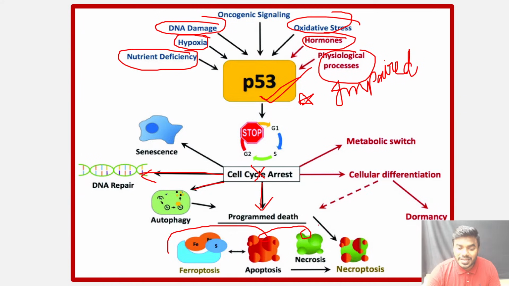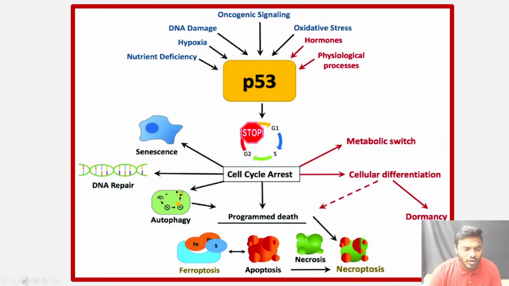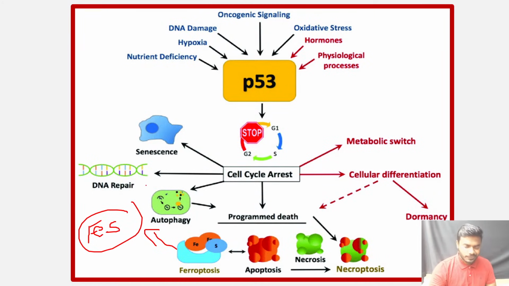Ferroptosis, apoptosis, necrosis, necroptosis. See, friends, what do you mean by the word ferroptosis? I will be explaining it in the apoptosis topic in immunology. Ferroptosis means, friends, there is no doubt it is cell death only, but that particular cell death is mediated by certain enzymes which require iron and sulfur as their cofactors. Once again listen. Ferroptosis is basically a cell death only. In that particular cell death, certain enzymes are involved.